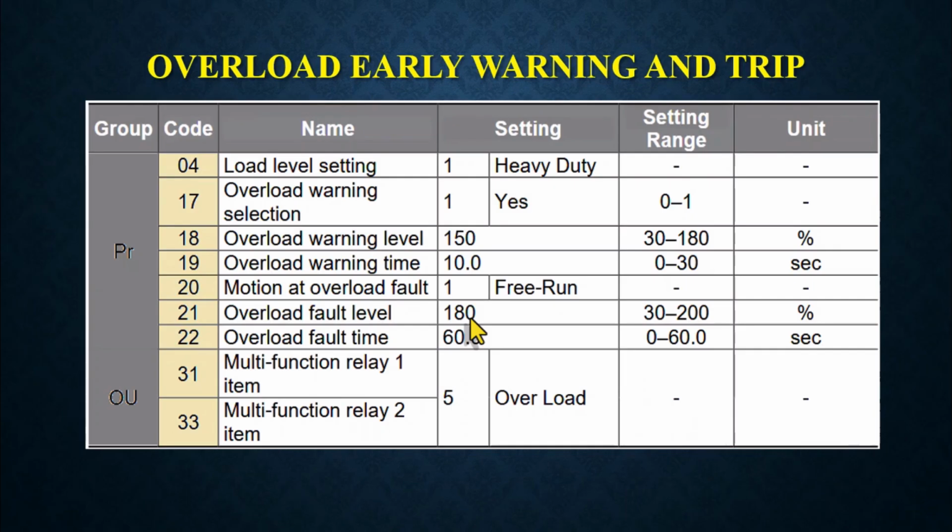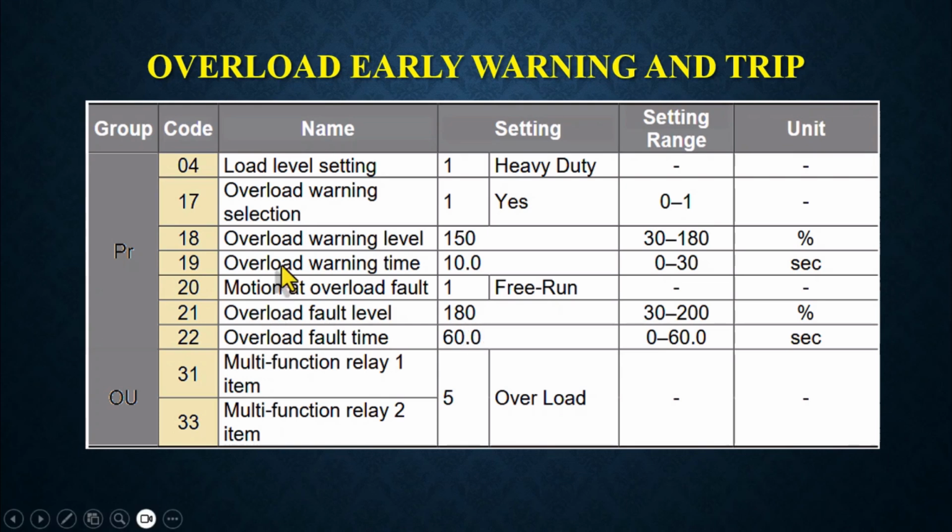But the next protective parameter that we need to set in the inverter for the electric motor is related to overload. In the case of overload error, we have two scenarios. One is that the inverter gives us a warning that an overload is happening in the system, and the other is that it gives us a trip. But what's the difference between a warning and a trip?